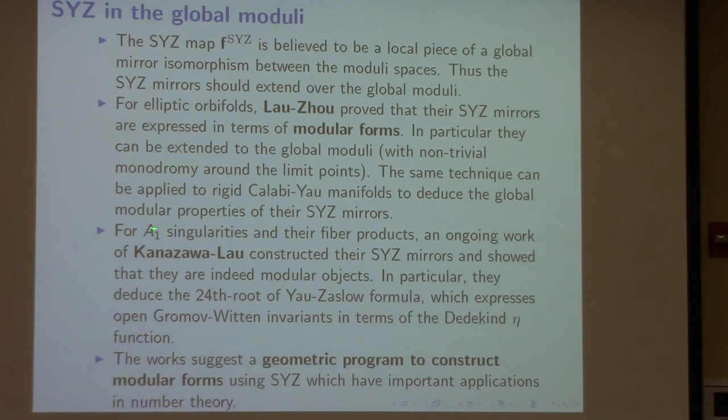So there are ongoing works by Lau and Kanazawa, and they have shown that there are indeed mirror objects for even singularities in the fiber products. In particular, they look at the Yau-Zaslow formula, which expresses the whole tower of work in terms of modular data. And so this suggests more modular forms to be used in SYZ, which we hope will make number theory more relevant in this whole subject.